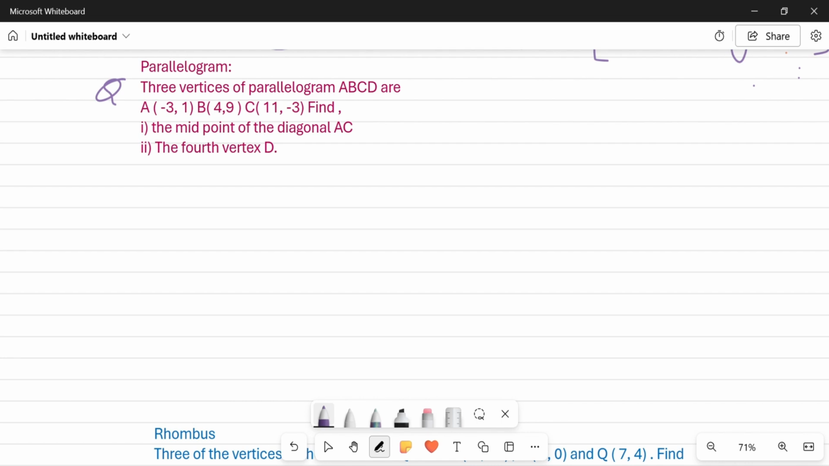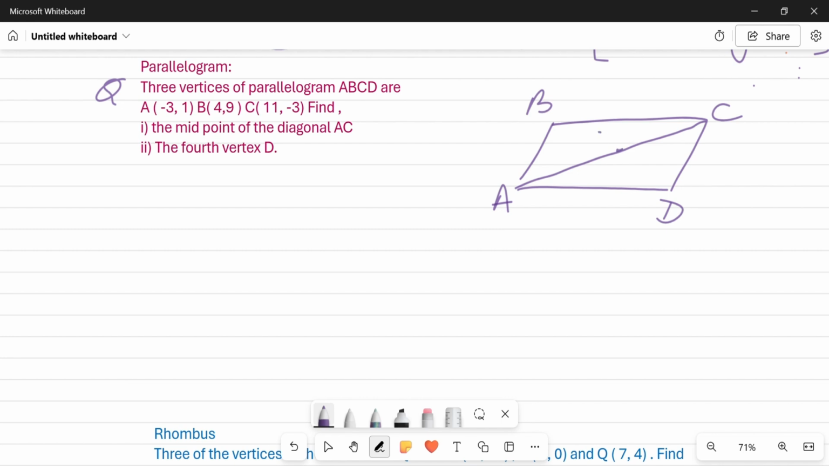So what we need to do in the first part is find the midpoint of the diagonal AC. And the fourth vertex, the D, right? When we draw the diagram of the parallelogram, this one is like A, B, C, and D. So they are saying to find the midpoint of the diagonal AC, the first part, and in the second part we need to find the coordinates of the fourth vertex D.